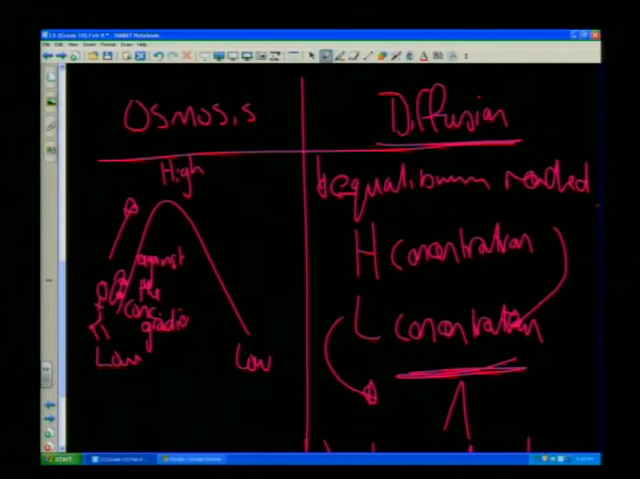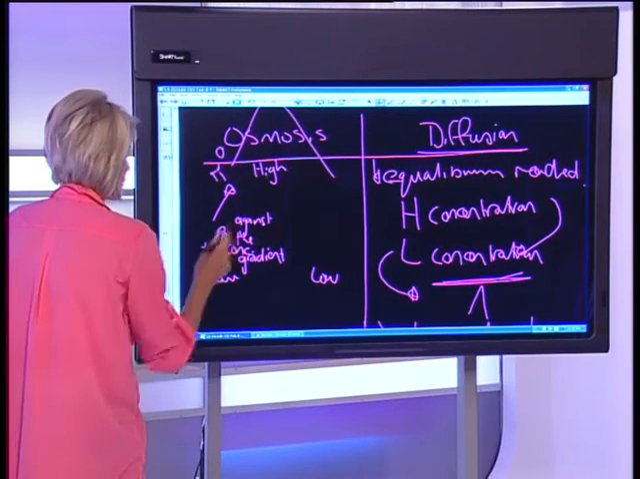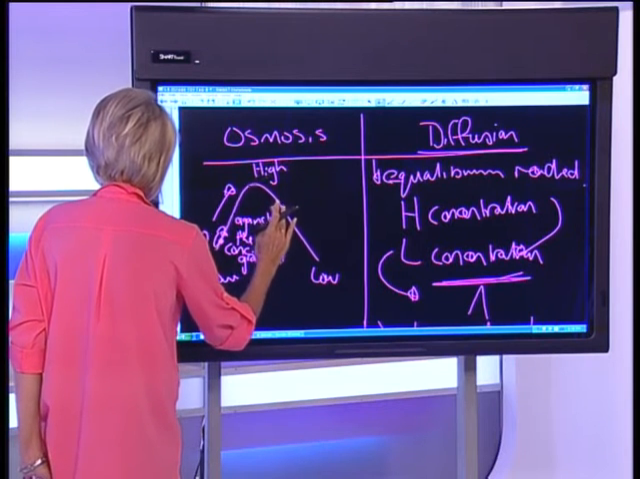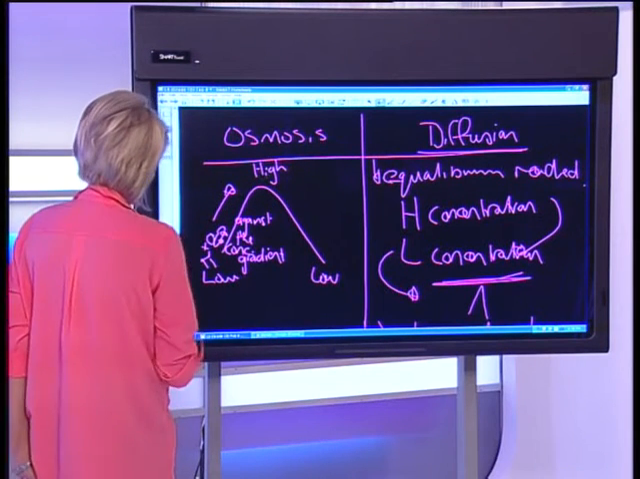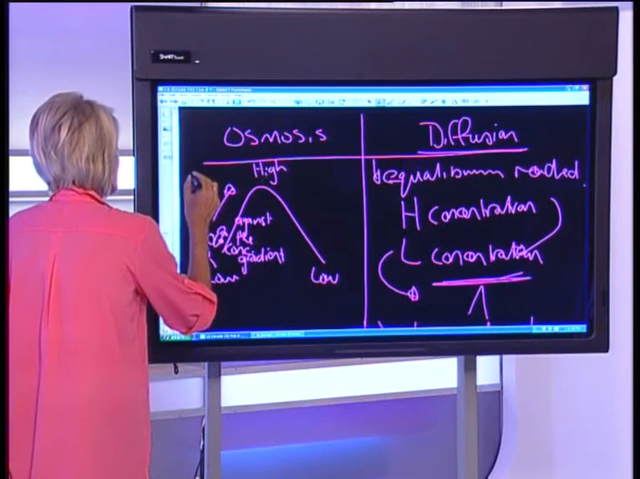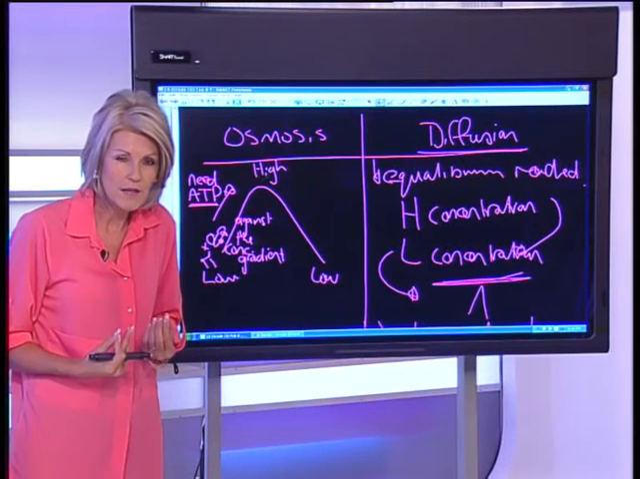Remember, we're talking about concentrations, but I'm using an analogy to show you. So he's going to walk uphill with his skateboard. He's going against the concentration gradient. He's going uphill, and he's going to need ATP. ATP is energy.